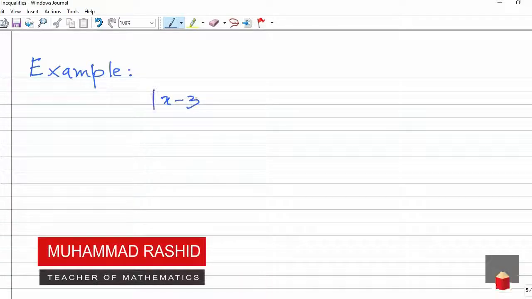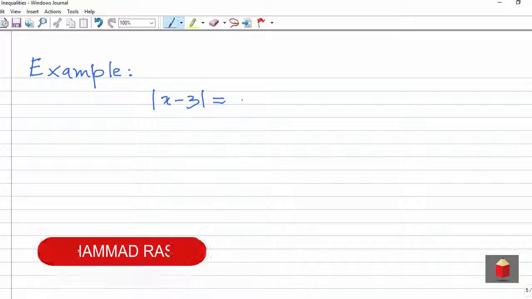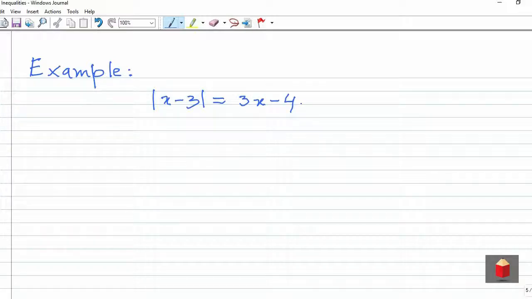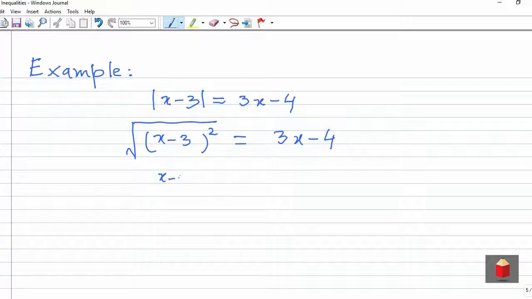Now we have another example. |x minus 3| equals 3x minus 4. Now expanding the left hand side using the definition of mod, we get square root of (x minus 3) squared equals 3x minus 4. After squaring both sides of the equation, we get (x minus 3) whole squared equals (3x minus 4) squared.